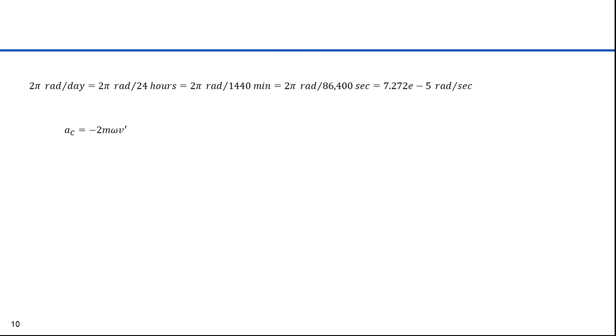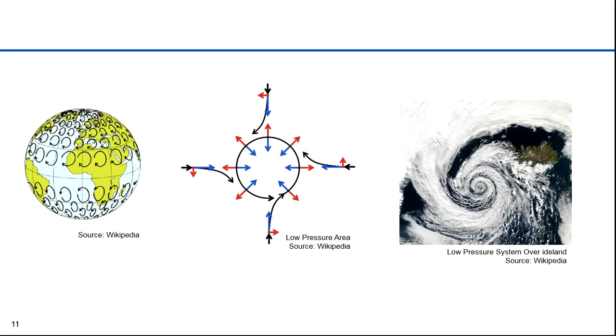The Coriolis force associated with the Earth's rotation is much weaker than the effects I described on the previous slides. The Earth rotates only once per day. That's an angular speed of 7.272 times 10 to the minus fifth radians per second. Even at slow speeds of, say, 50 meters per second, the Coriolis acceleration, 2 omega v prime, is 7.272 times 10 to the minus 3 meters per second squared, far less than g at 9.81 meters per second squared.